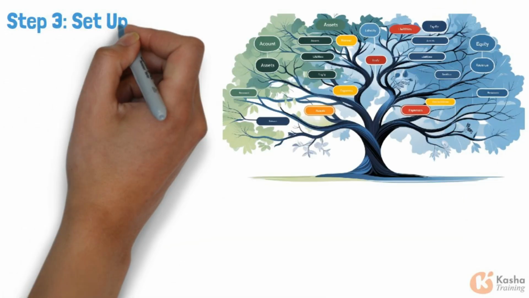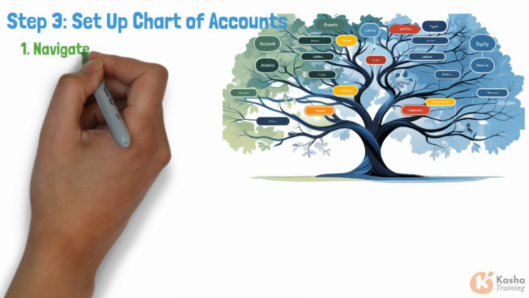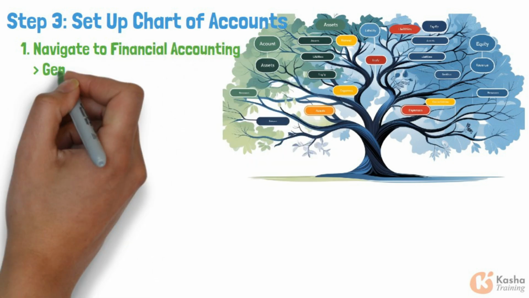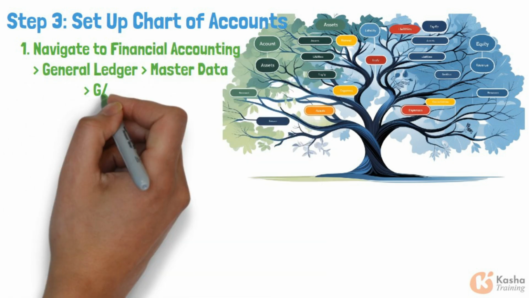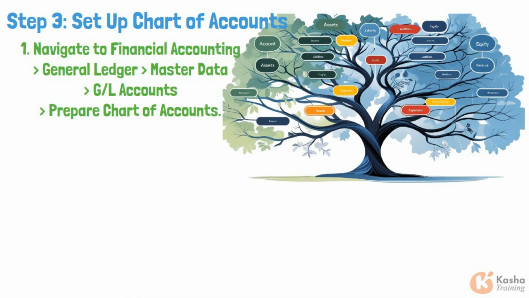Step 3. Set up Chart of Accounts. The Chart of Accounts categorizes all financial transactions. 1. Navigate to Financial Accounting, General Ledger, Master Data, GL Accounts, Prepare Chart of Accounts. 2. Create a new Chart of Accounts by entering a unique identifier and description.